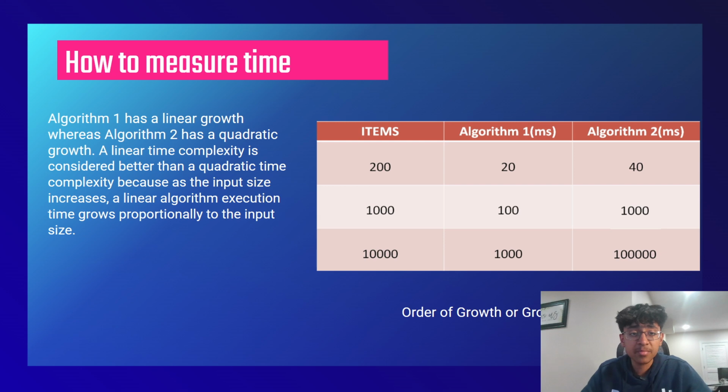So now let's look at how to measure time. Algorithm 1 in the picture has linear growth, whereas algorithm 2 has quadratic growth. A linear time complexity is considered better than a quadratic time complexity because as the input size increases, a linear algorithm's execution time grows proportionally to the input size, whereas a quadratic algorithm grows far beyond that and it's just not really reliable.